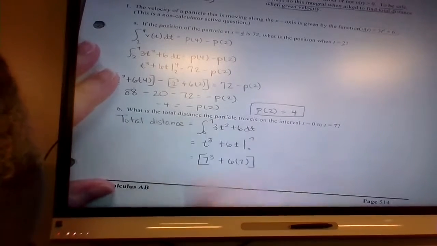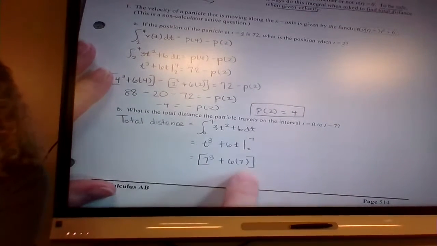Is it weird that I remember 7 cubed more than I remember 6 times 7?